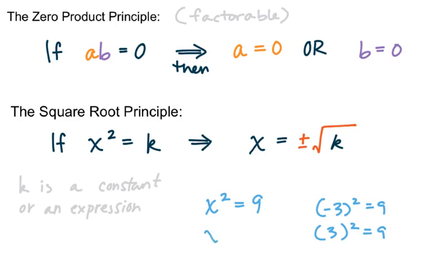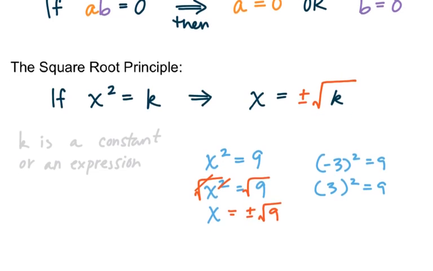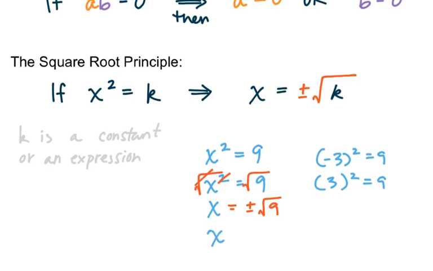So if I was solving this and I used a square root, I would take the square root of both sides. It would cancel on the left. And on the right, I would have plus or minus the square root of 9, which would, as we've just said, tell me that x equals positive or negative 3, because there are two numbers that I could square to get 9. So if you're solving a problem and you are using a square root to solve, you must include the plus or minus.